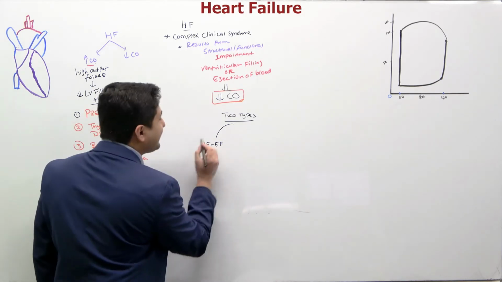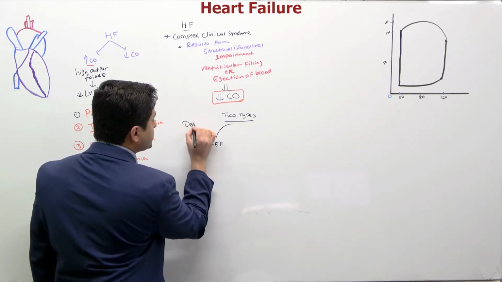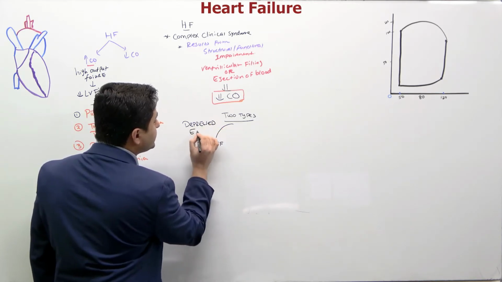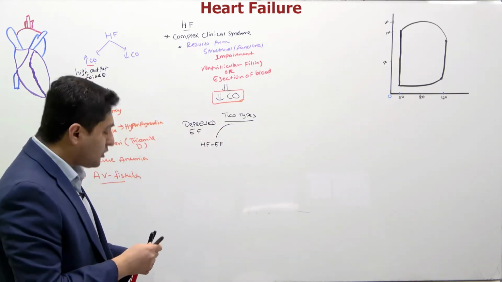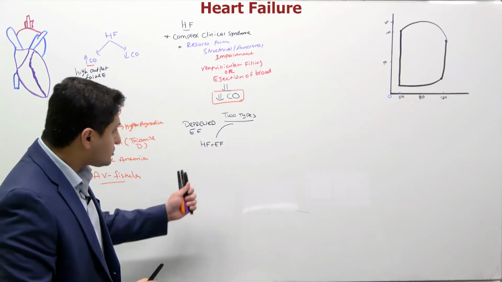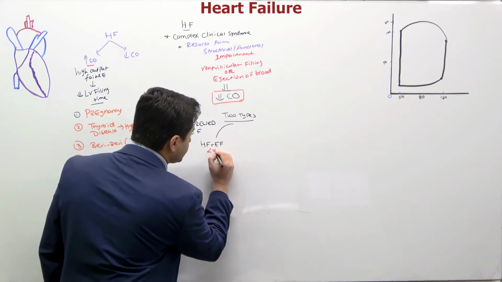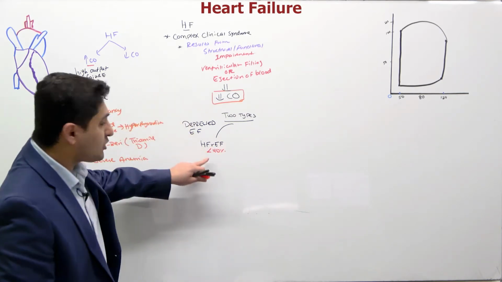This is where you have a depressed or low ejection fraction. When we talk about ejection fractions, usually we're saying the ejection fraction is less than 40%. This is what we call HFrEF.